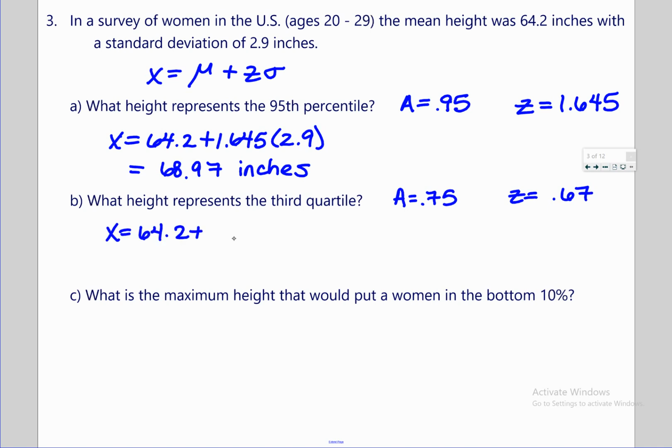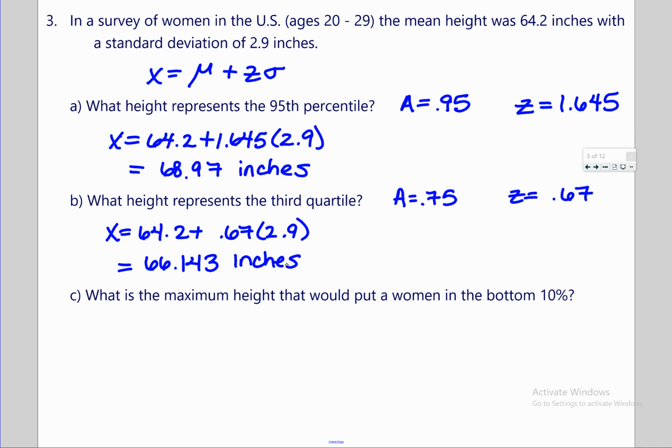64.2 plus 0.67 times 2.9. All right, and we get 66 point, this one's exact, 143 inches. Okay.